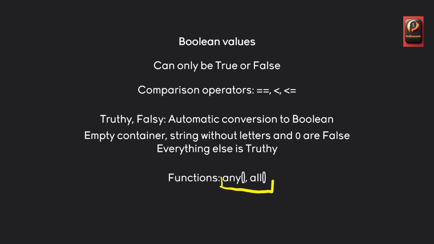And for completion's sake, there are a couple of functions that return either true or false. Any and all are the most common ones. Both of those want to have some kind of container as an argument, and if all of the values, for example, for the all function, are true or at the very least truthy, then it is.